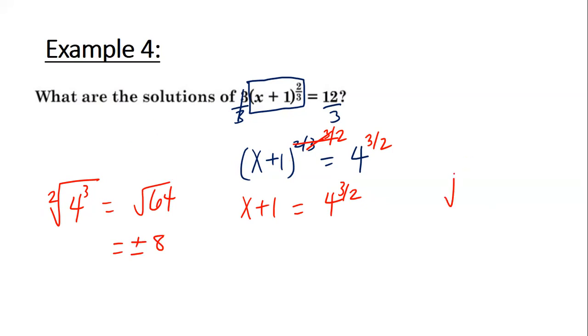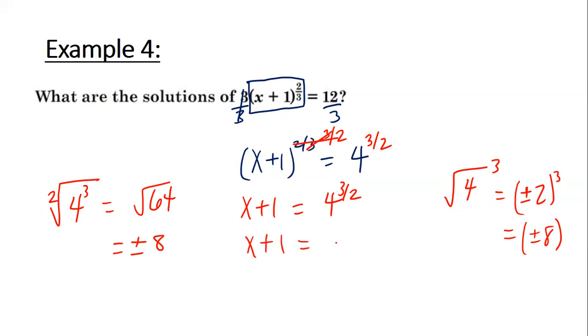So the other way is you're going to square root 4 and then cube it. What is the square root of 4? Positive negative 2, right? And then when you cube positive or negative 2, what does it become? Positive negative 8. Does it matter which way you do it? No, the end results are the same. Okay, so we have x plus 1 equals plus or minus 8.